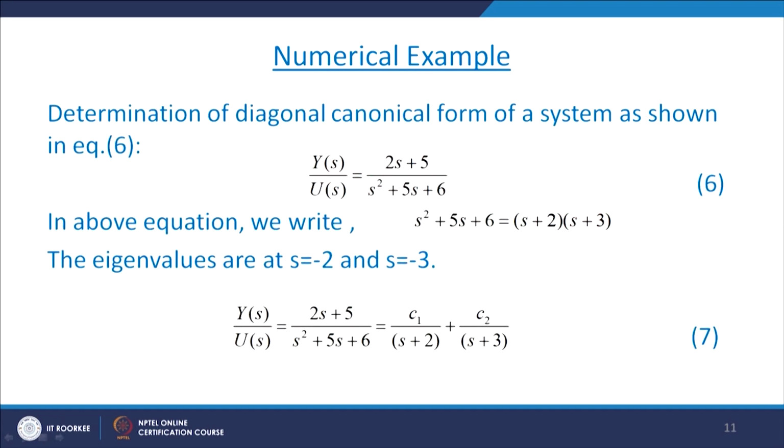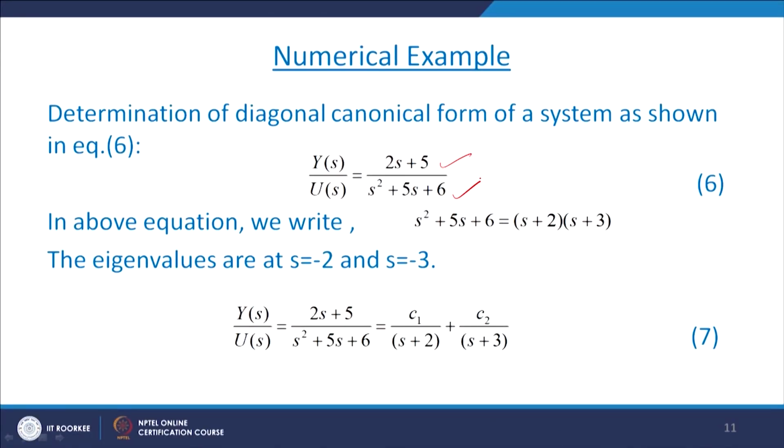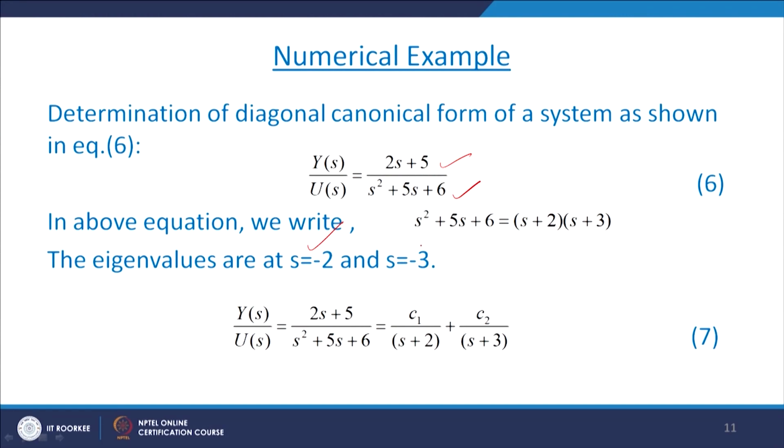Now we study this with a numerical example, but here for the numerical example we are taking the degree of the denominator greater than the degree of the numerator. For understanding purposes I have taken only a second order system, that is (2s + 5) / (s square + 5s + 6). So second order. So how many eigenvalues, or we can say roots? The roots are s equals minus 2 and another at s equals minus 3. So you will find that s square + 5s + 6 = (s + 2)(s + 3). Now here what do we want? We want the diagonal canonical form.